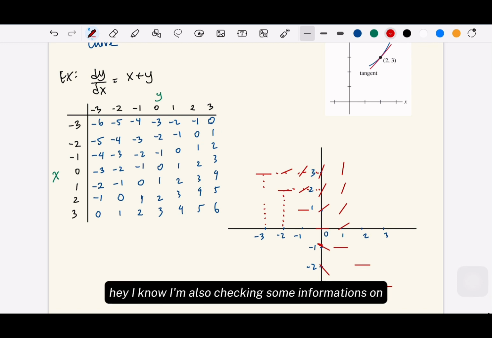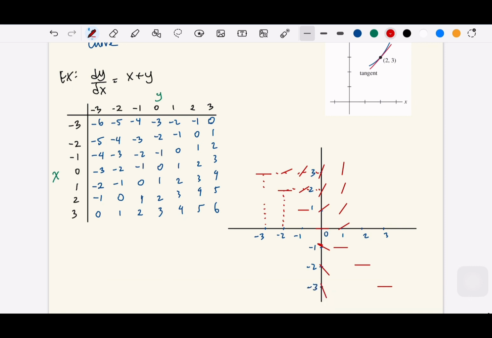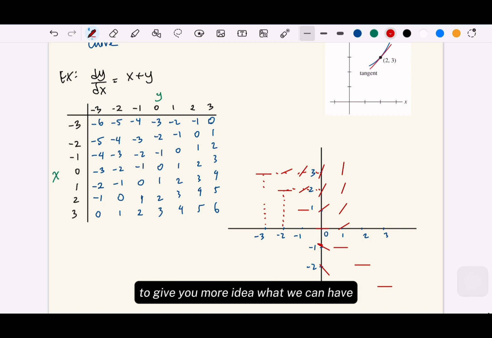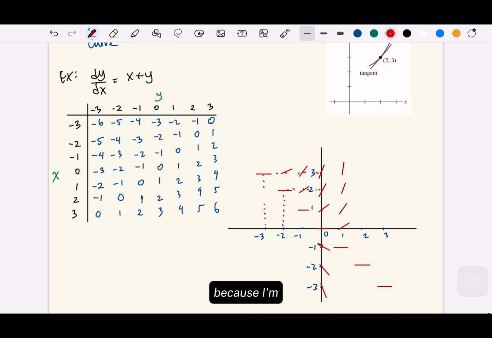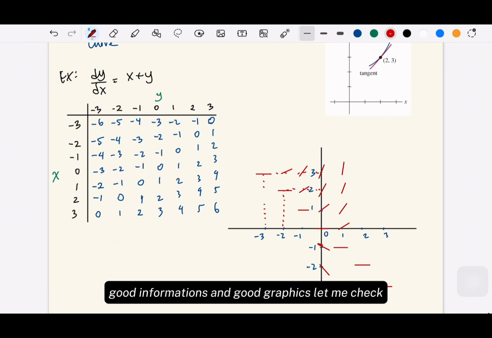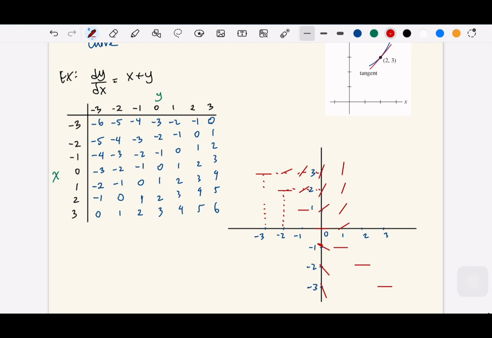I'm also checking some information to give you more idea of what we can have, because I checked some website, they have good information and good graphics. Let me check.